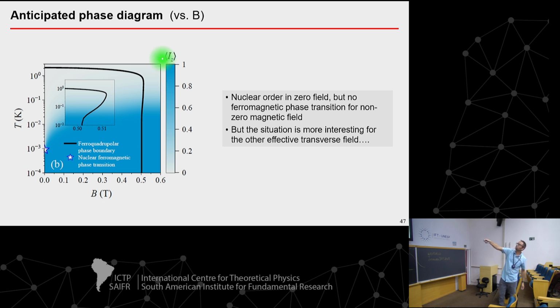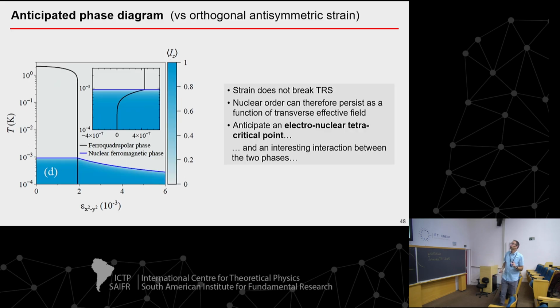The color scale here is just the expectation value of the nuclear moment, and you can see it develops a spontaneous moment here, and in the presence of a field, you have a finite moment at all temperatures. The backbending happens when this becomes reasonably large. We understand all that, but there's no extra phase transition, so I've just put one critical point on there.